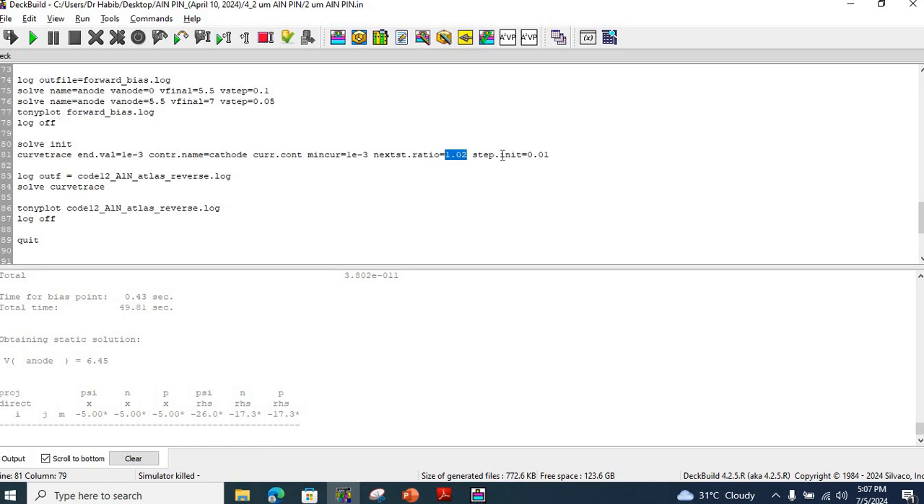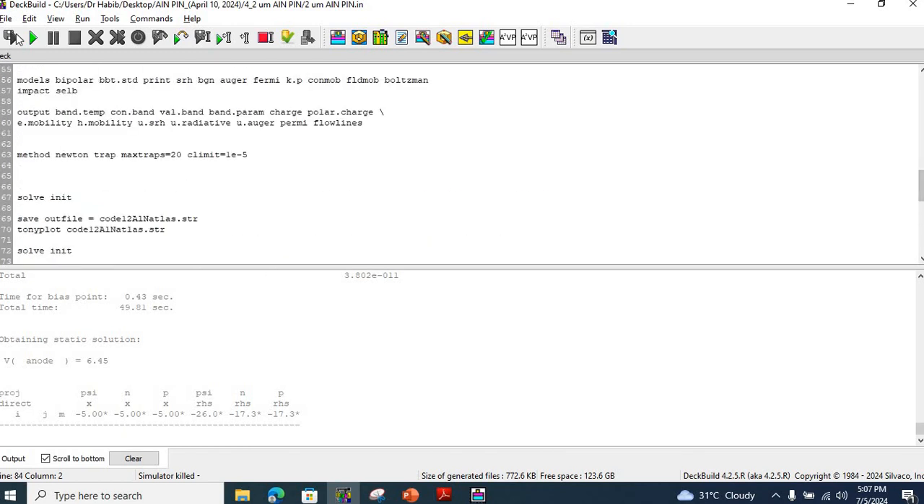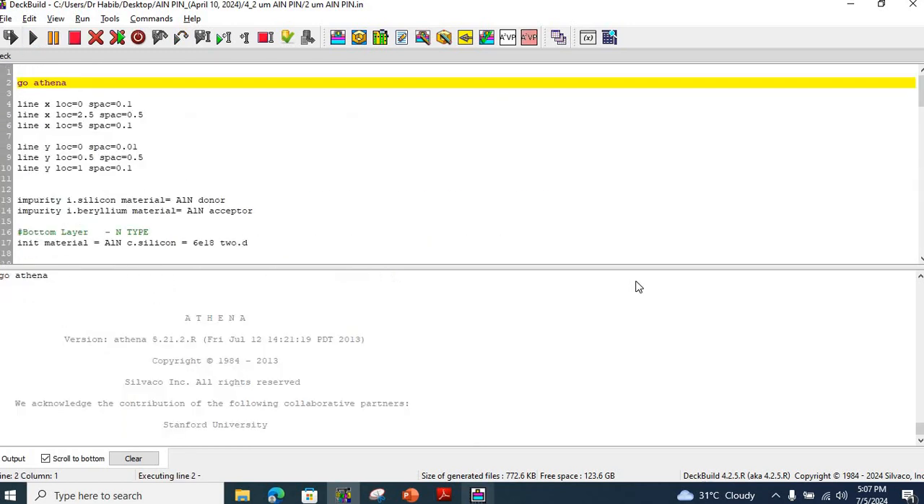So the voltage is going to keep increasing. Similarly, the current is going to keep increasing until the current arrives at 1 milliamps. And then we solve the Curve trace, save the results, and plot the results in a log file. So this is the code for this structure. Now I'm going to run the simulation.